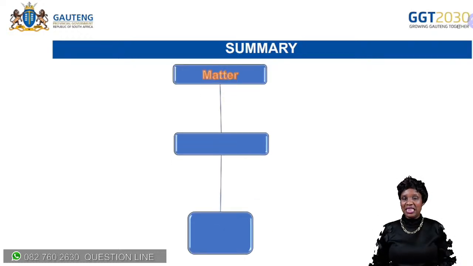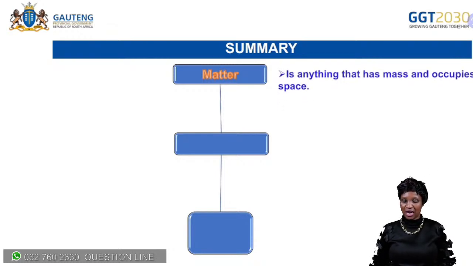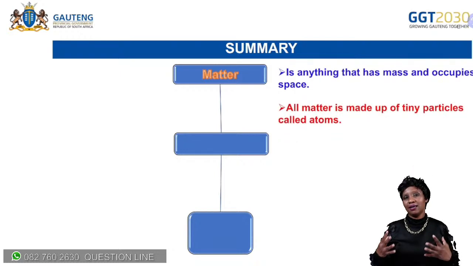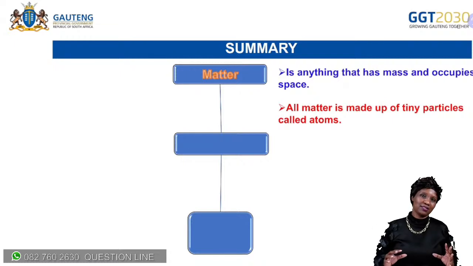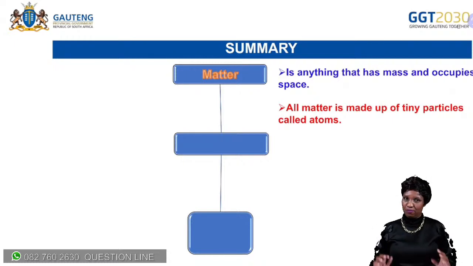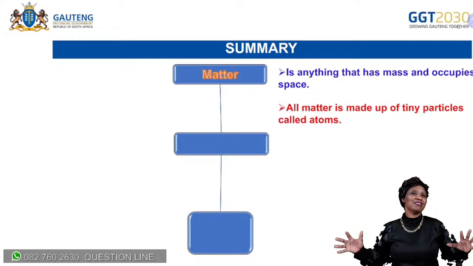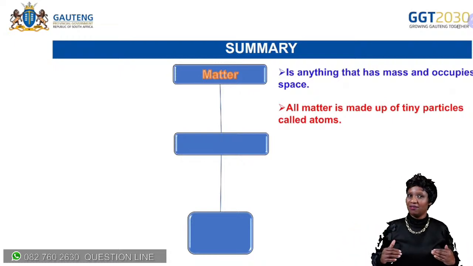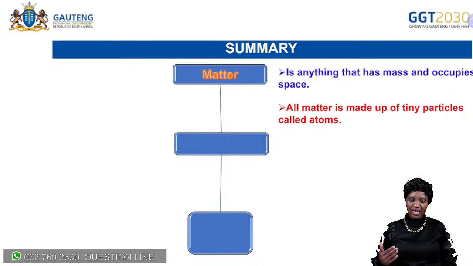Okay. And then let's summarize our lesson, grade 8. Remember what we talked about. We have talked about matter. Remember what we said about matter. We said anything that occupies space and has a mass is matter. Therefore, anything that is around us or around the world is matter. Do you get that?